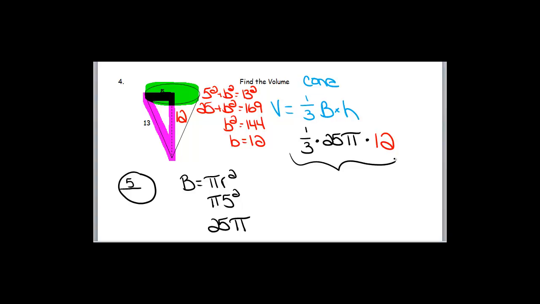1/3 times 25 times 12. And we're just going to go ahead and leave that pi in our answer and say that our answer is 100 pi.